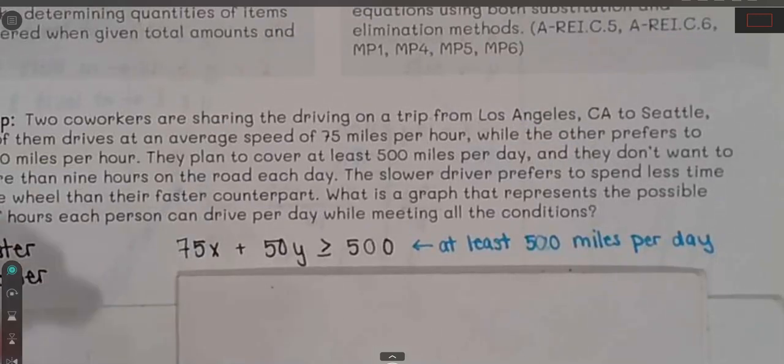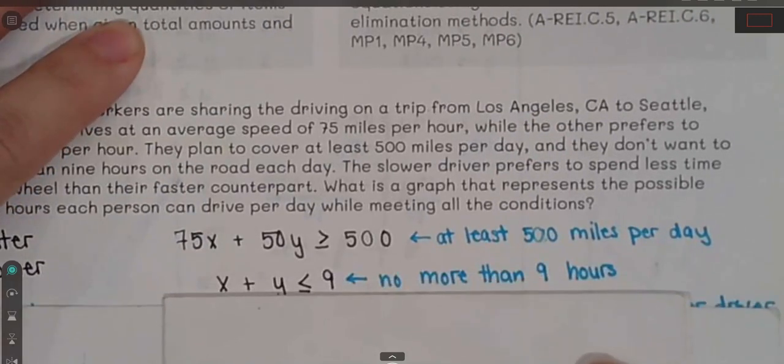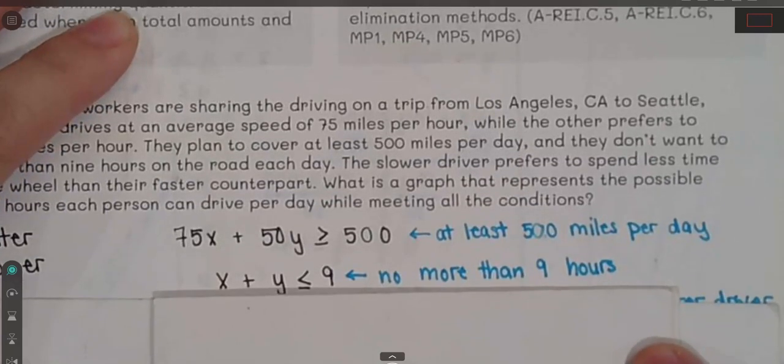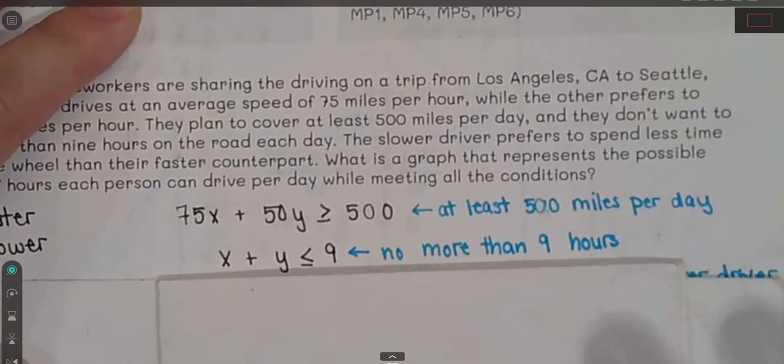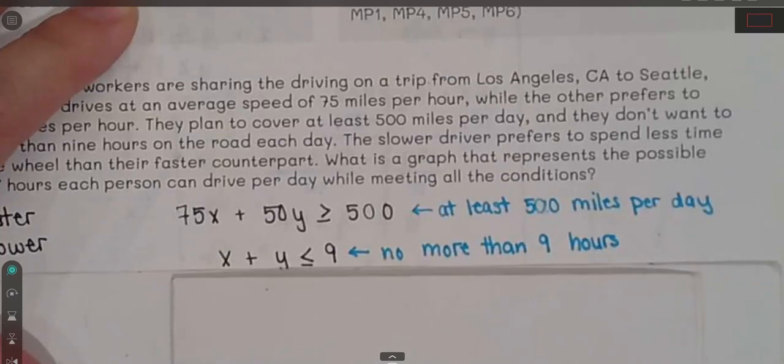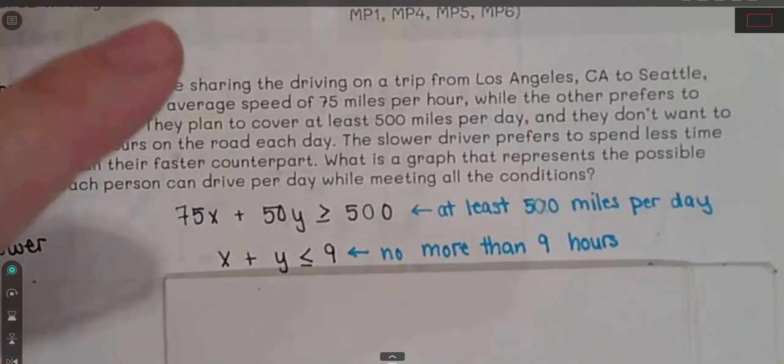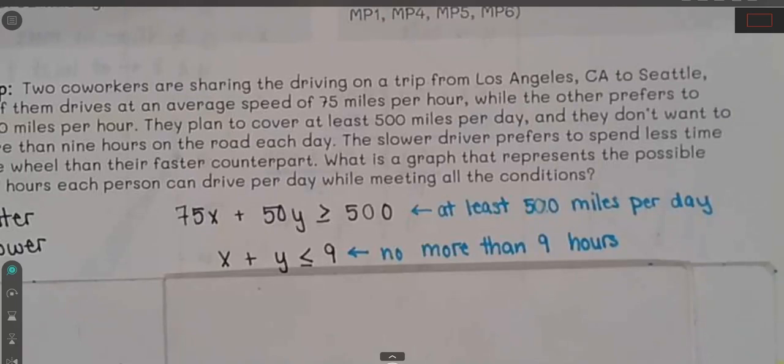All right. X plus Y is less than or equal to 9. Why? Because they don't want to drive any more than 9 hours. Does that make sense? Yes. Are there any questions on how we got that? Okay, but now Team 1, no more bonus points.